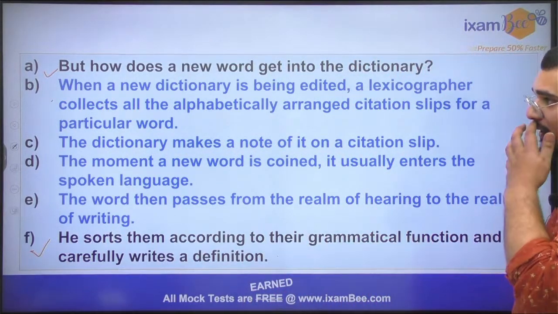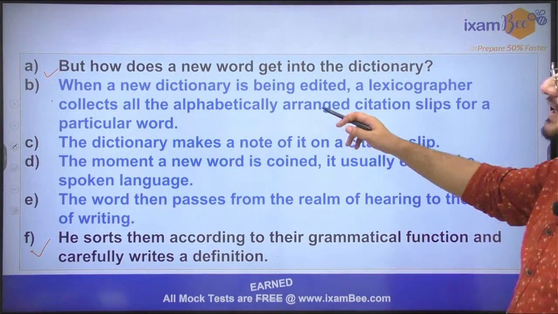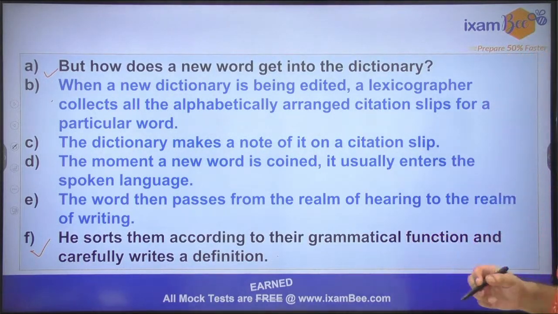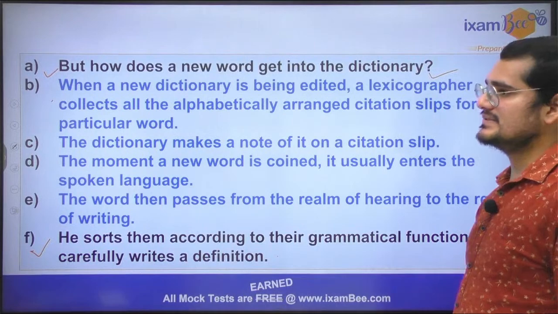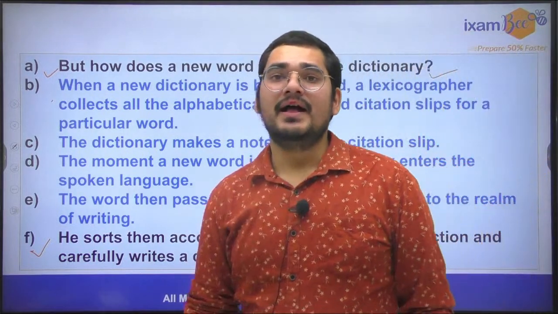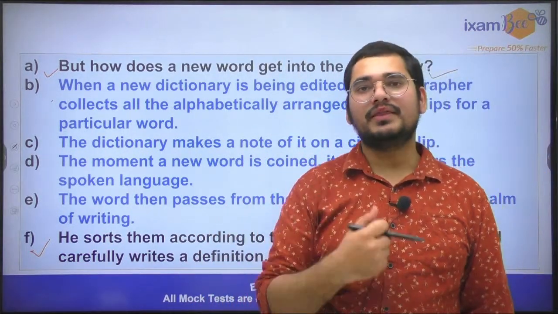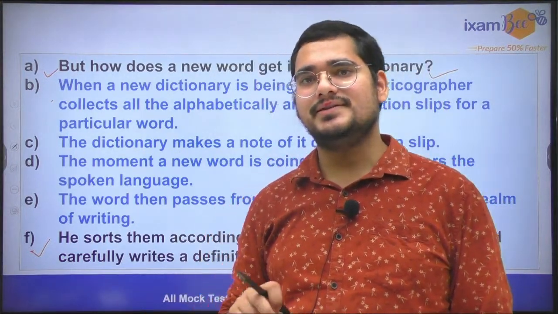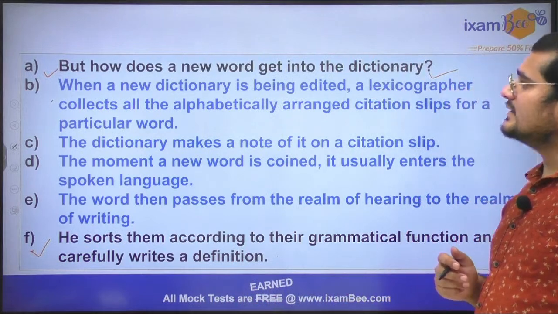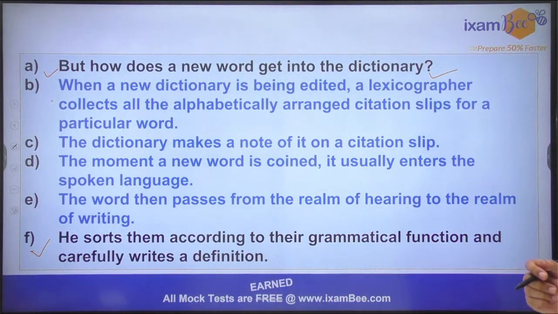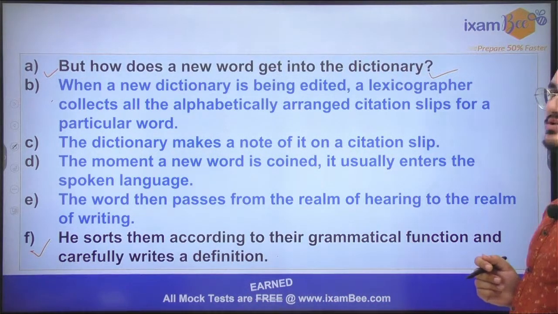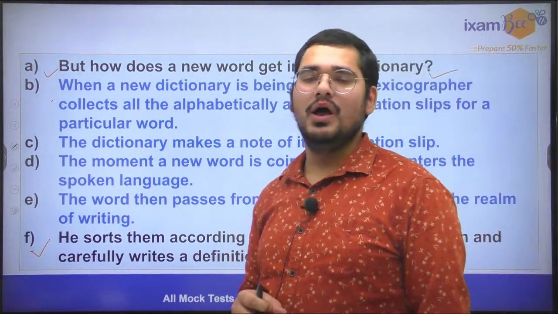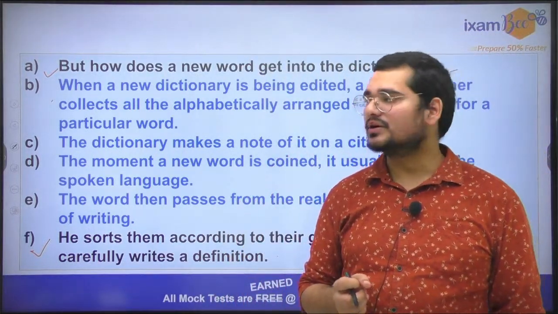So now when we go through the first statement, but how does a new word get into the dictionary? We see that it is a question. It is an interrogative question, right? That means what? Now, whatever the sentence would proceed, it would answer this question. So what it is asking that, but how does a new word get into the dictionary? कि एक dictionary में कैसे एक new word को हम incorporate करते हैं या include करते हैं, ठीक है?